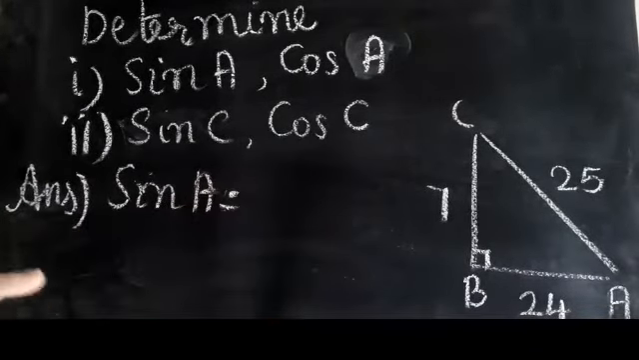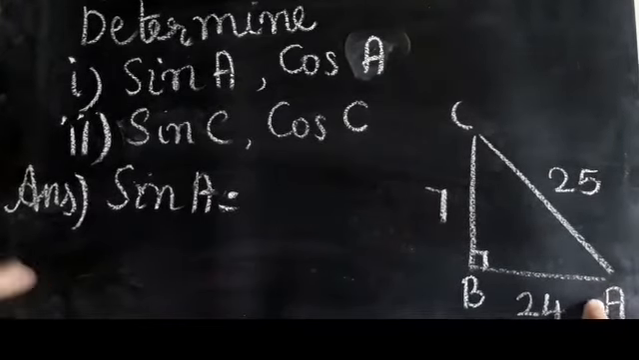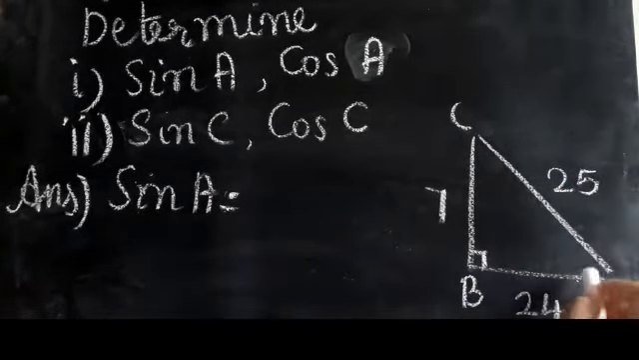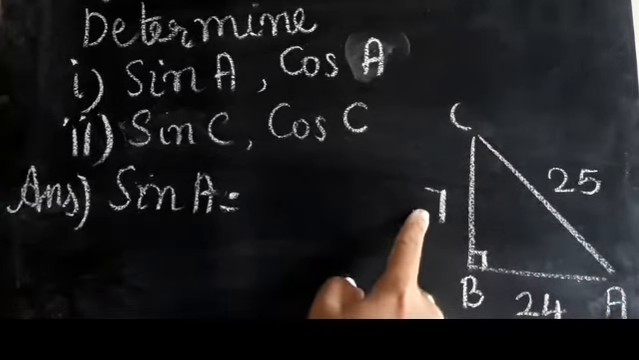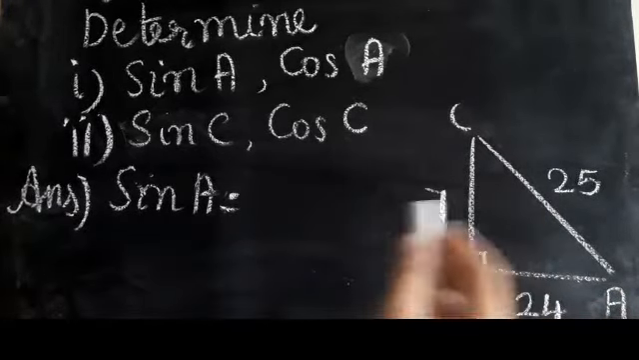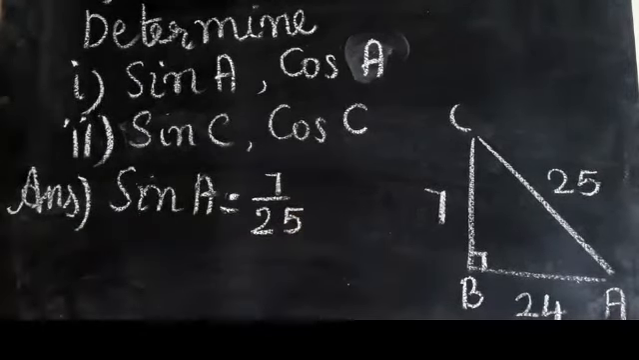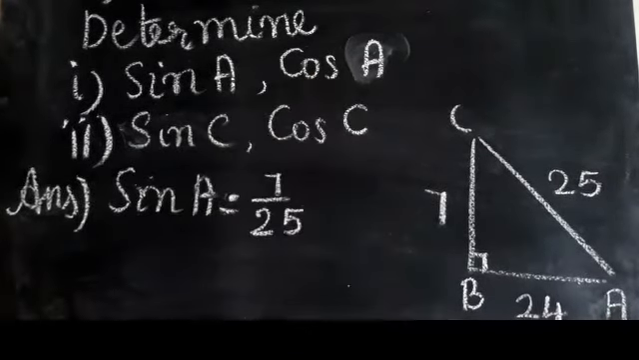What is sine? Sine A meaning you should take this angle. Sine meaning opposite side by hypotenuse. So for this angle A, what is the opposite side? 7. And what is the hypotenuse? AC. So what is that? 7 by 25. And the next one, cos A.